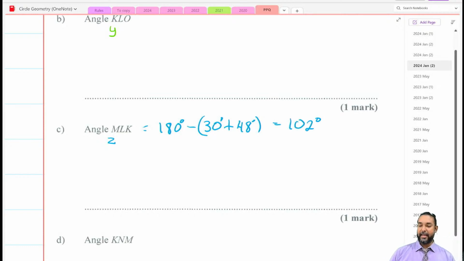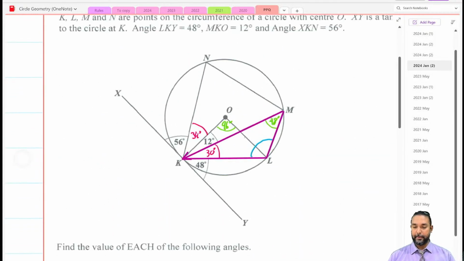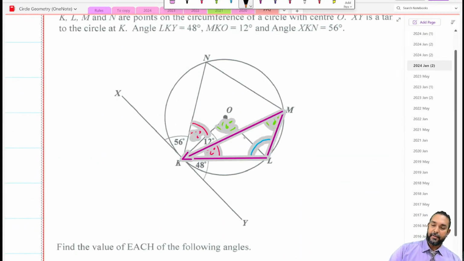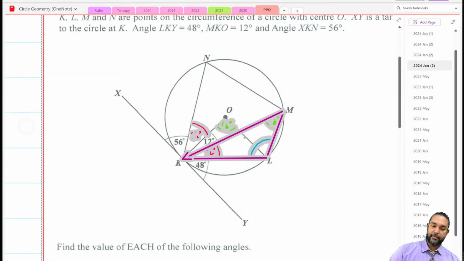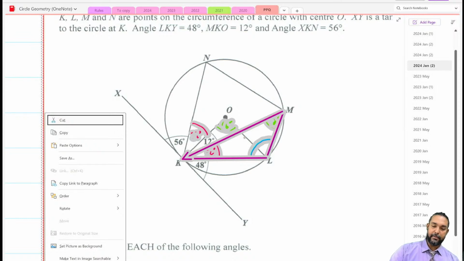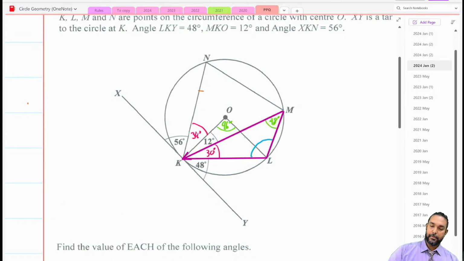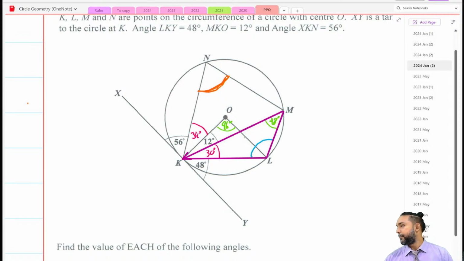And the last one is KNM. Well, let me see if I can fit KNM here. Oh, look where KNM is. KNM is here. And look at that. The blue angle and the orange angle are opposite angles of a supplementary.